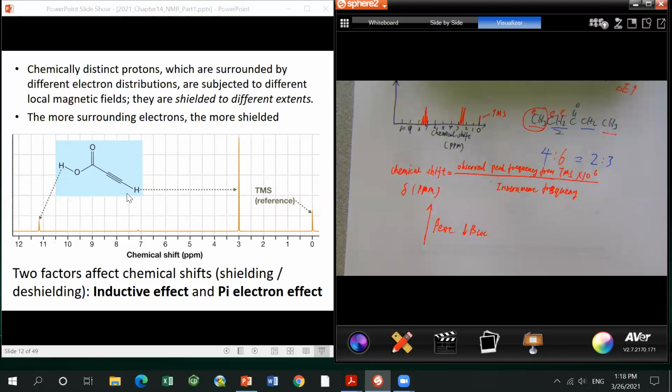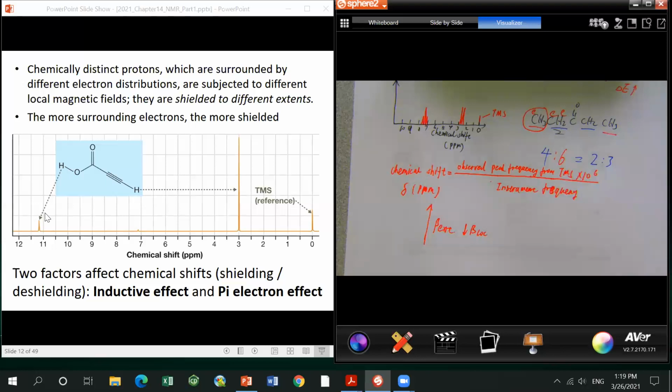Look at this example, propanoic acid, with two protons. This oxygen proton is connected to oxygen, a strong electron withdrawing group, so it is not shielded much. But this proton on the alkyne is close to a lot of pi electrons, so it has strong shielding. That's why these two protons have a big difference in chemical shift. The alkyne has a much lower chemical shift, and the acid proton has a much higher chemical shift.